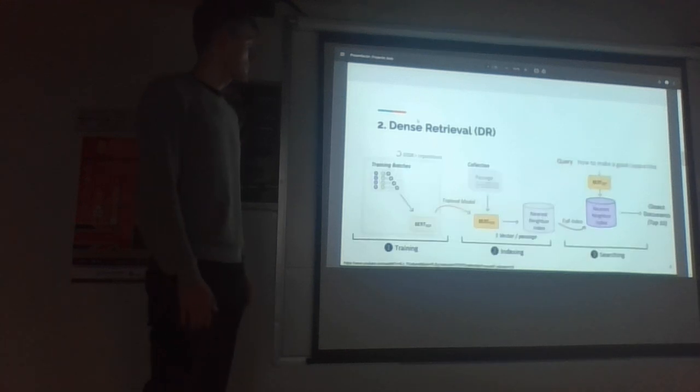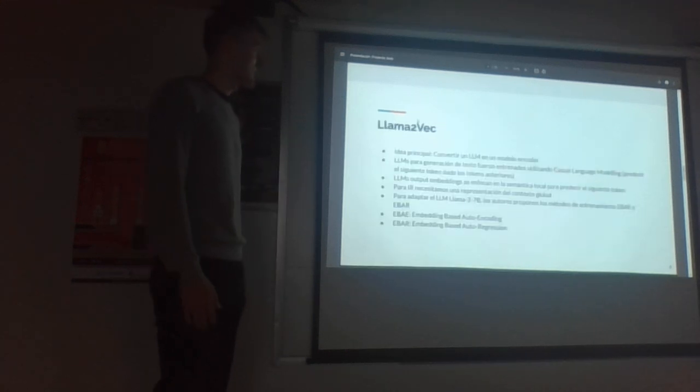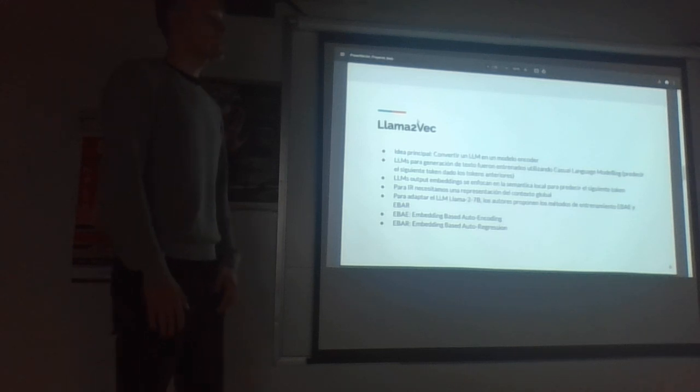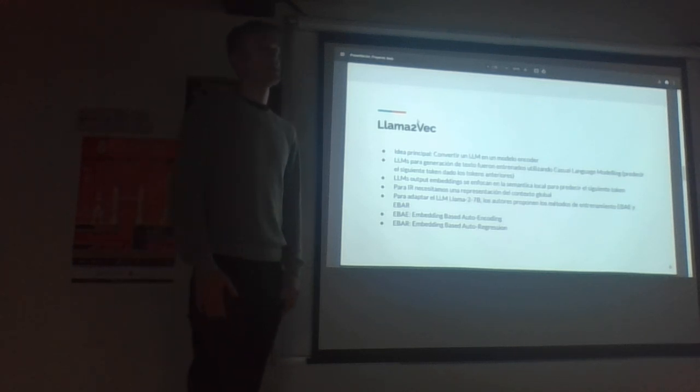Yeah, and I'm going to skip the slides. And so now I want to talk about this article that I read and that I want to use in my thesis. So usually in dense retrieval, as I told you, people use encoder-only models like BERT, because their embeddings represent the global context of the input text well.